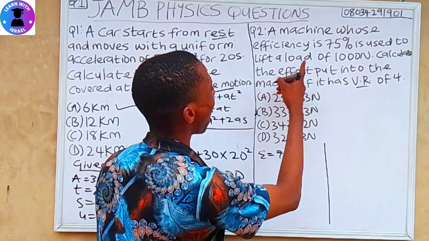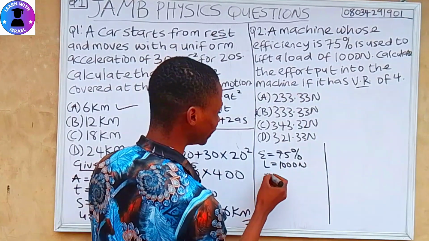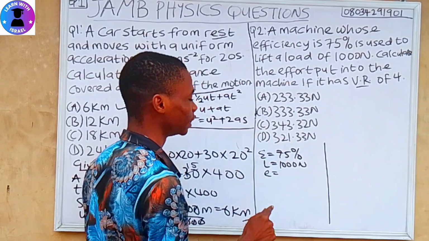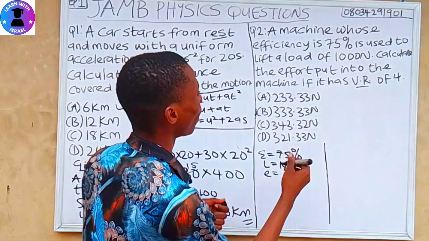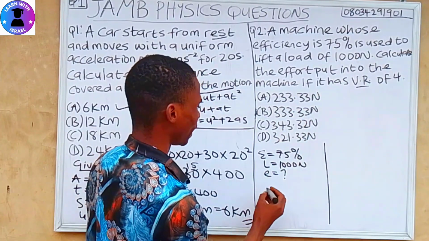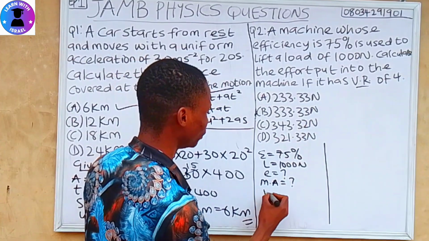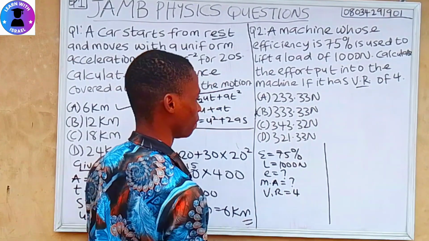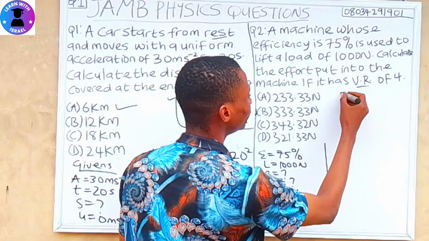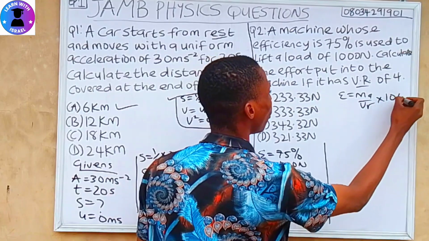What next? Our load is 1000 Newton. Our effort is the small e. So the big E, the E in capital letter, is the efficiency, while the small e is the effort. Our E is unknown. We are told to calculate our E. Our mechanical advantage is also unknown. Our VR, which is velocity ratio, is 4. So the formula for efficiency is MA over VR multiplied by 100.